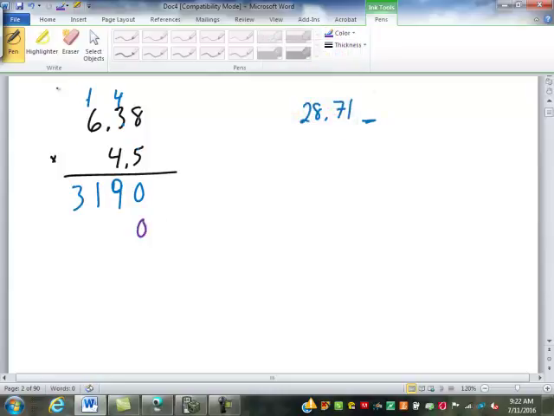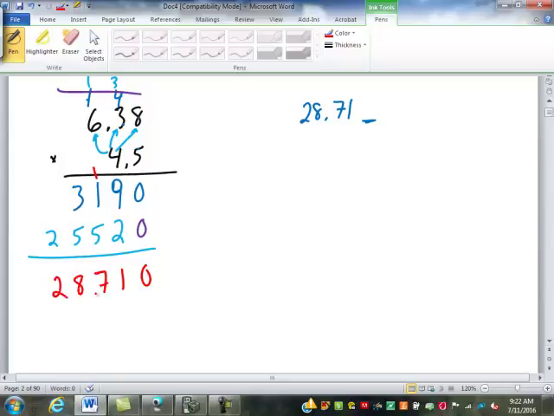Put in our 0, put a line up here. So now 4 times 8, 32. So 2, carry the 3. 4 times 3, 12 plus 3 is 15. So 5, carry the 1. And 6 times 4, 24 plus 1 is 25, carry the 2. And so then we got 0, 11, 7, 8, and 2. And yes, the decimal point does go there.